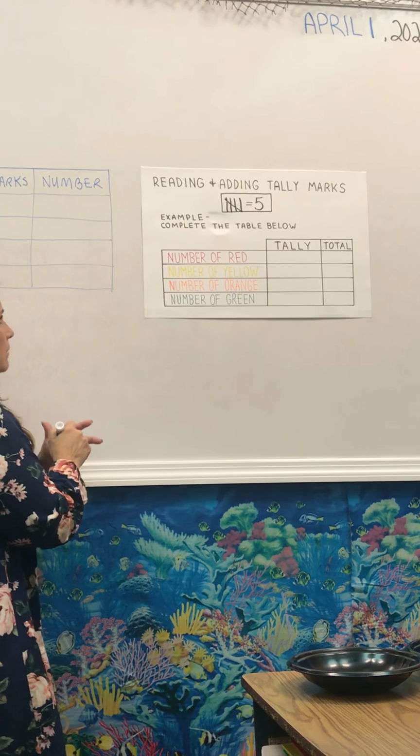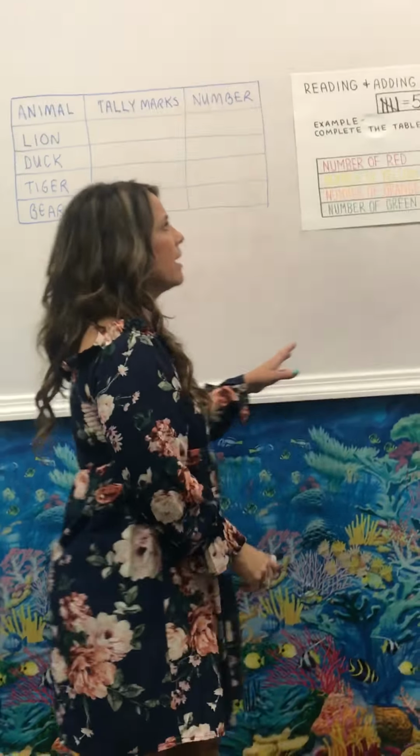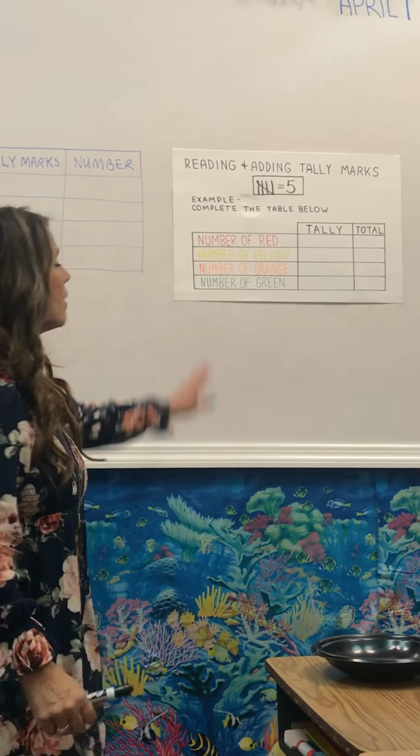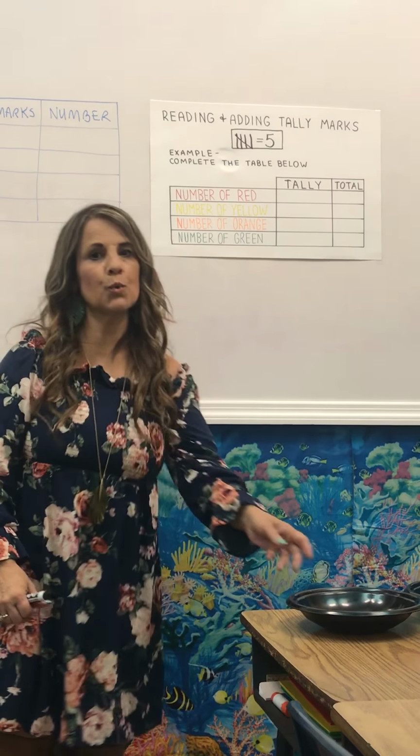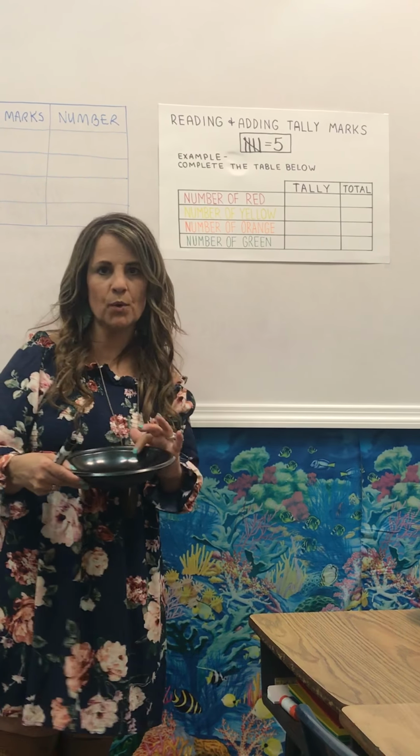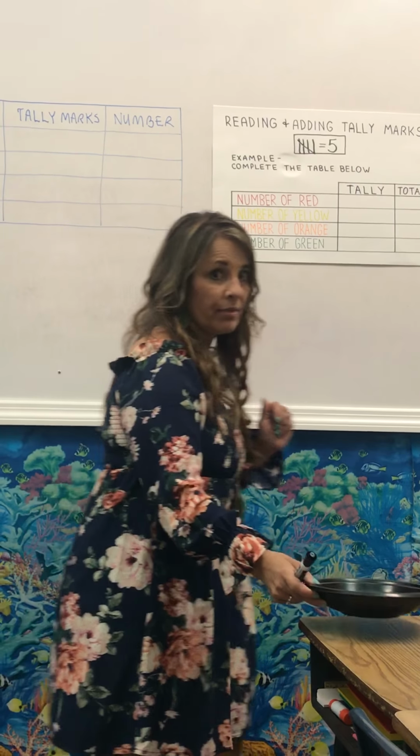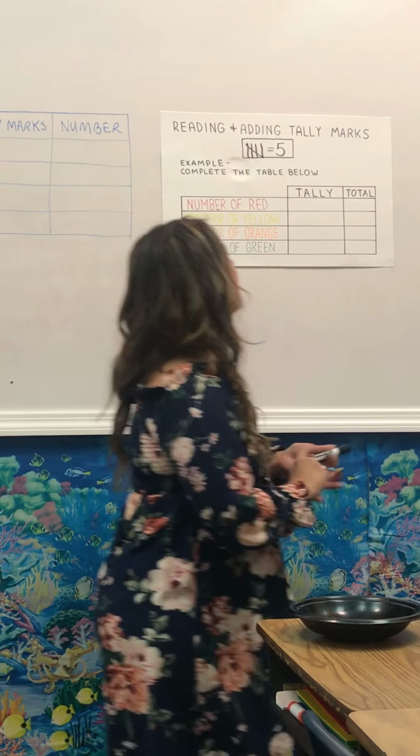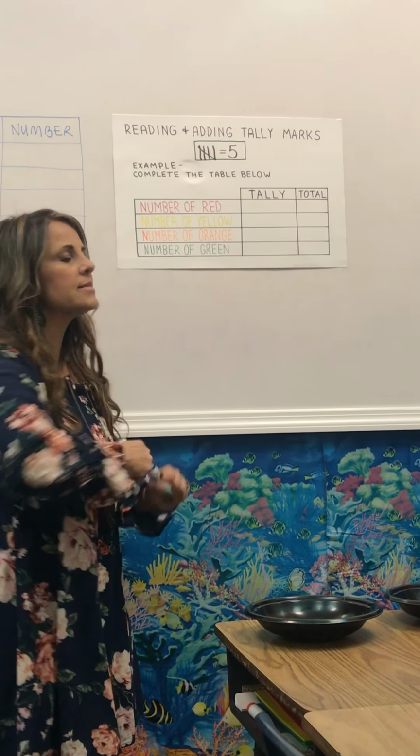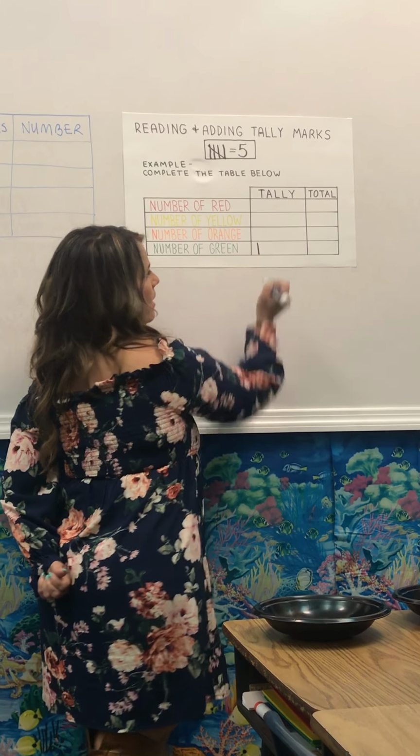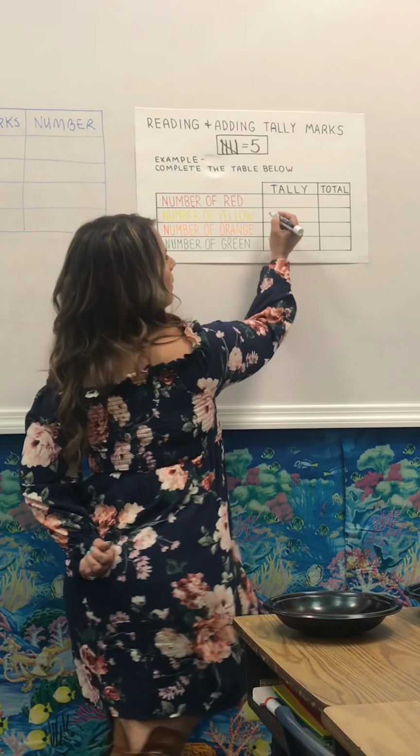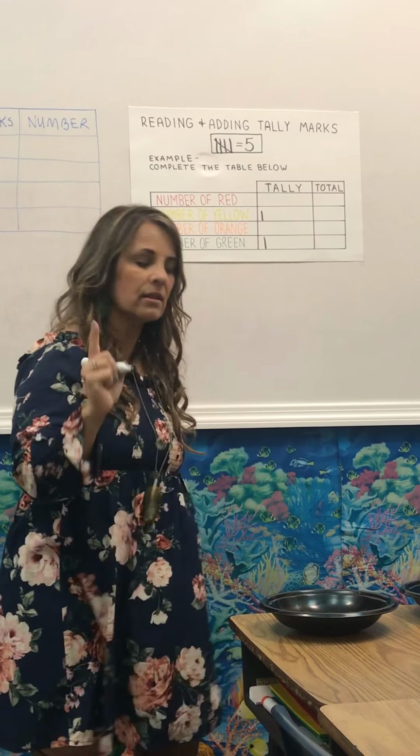So now let's tally up our Skittles. So what we have is red, yellow, orange, and green Skittles in this bowl here. So let's pull out the first Skittle. We've got a green one. So we're going to put down 1 tally for green. And we're going to pull up the next one. We got a yellow. We're going to put down 1 tally for yellow.